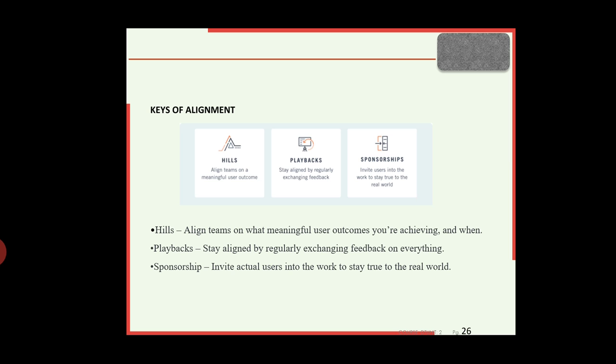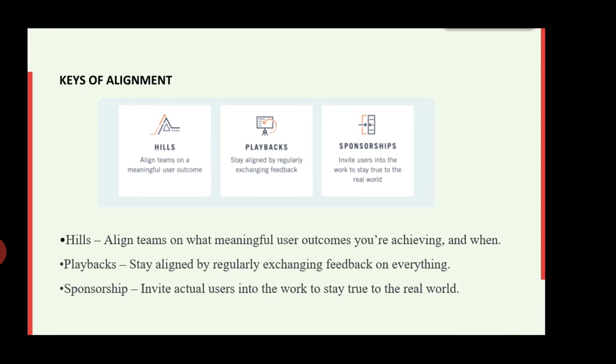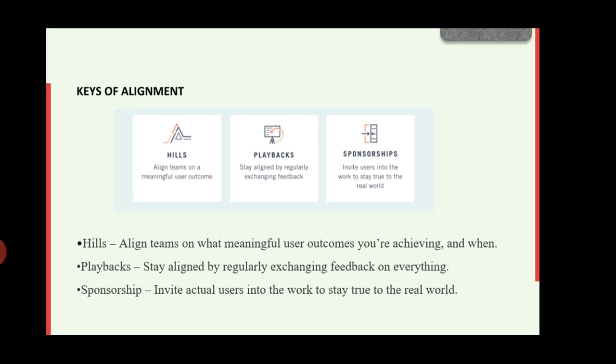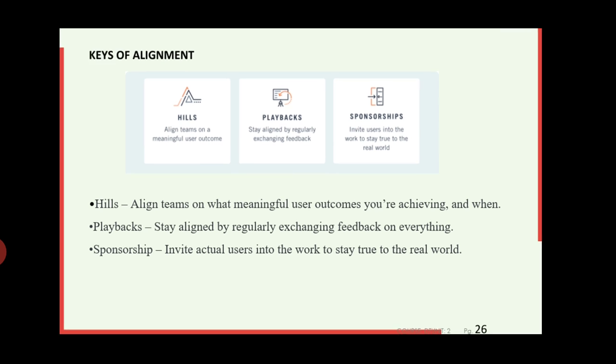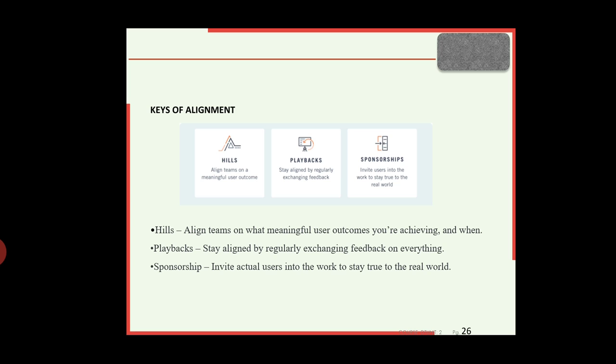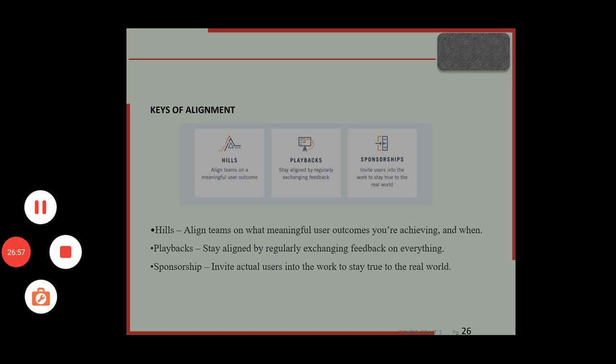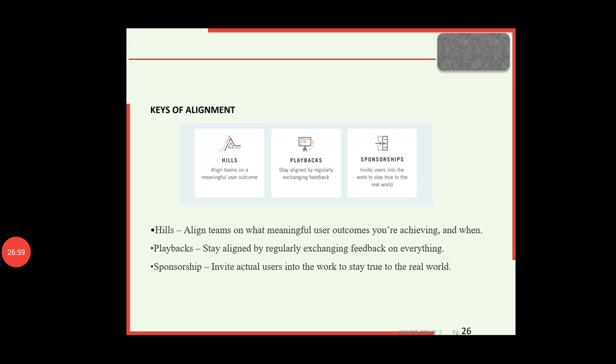Later we discuss the concept of the keys of alignment. These are the key alignments. Now we have to learn about the keys of alignment. What are the keys? Alignment in the sense we have to align the particular key in a certain way. In a further video we will explain the keys of alignment. The first key is Hills.